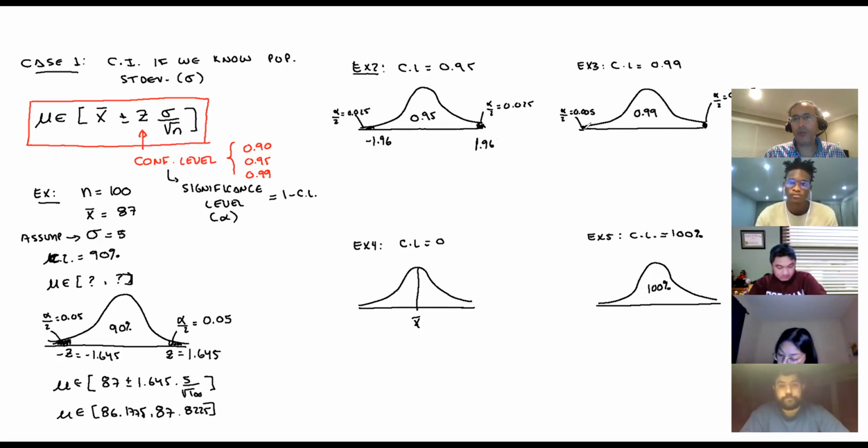Now, what happens when it's 0.005? 2.576. Confirm. Perfect. Agree?